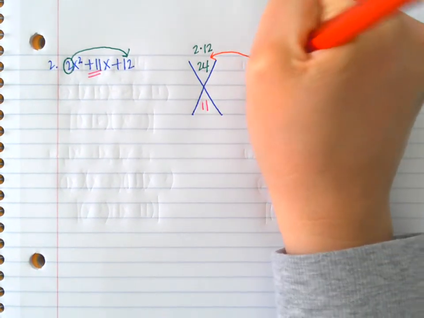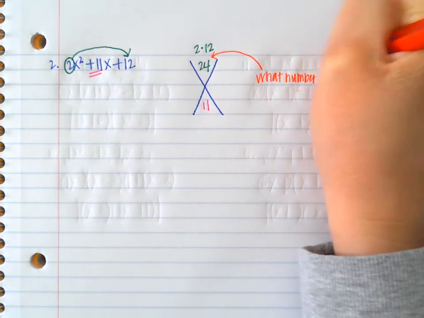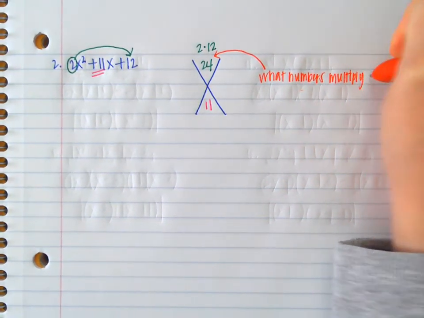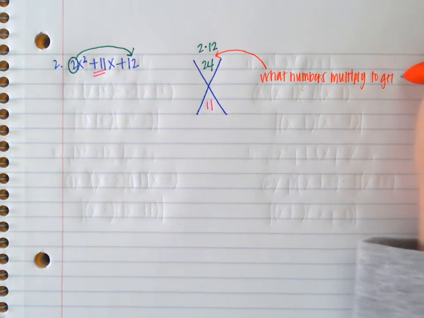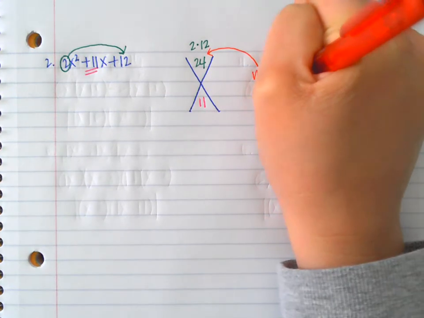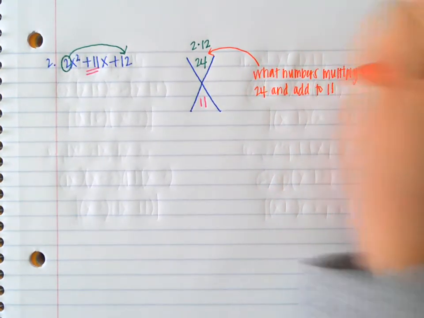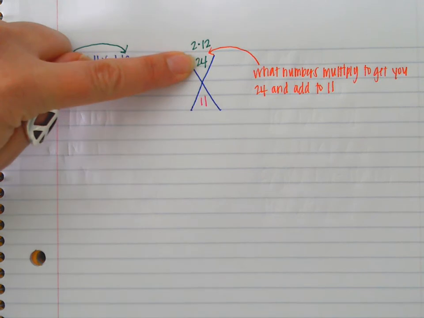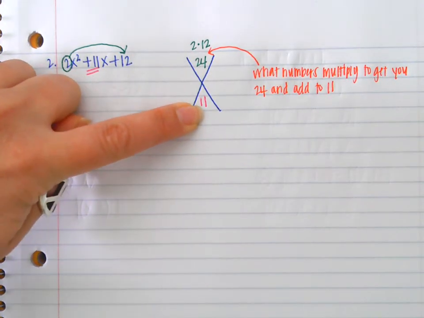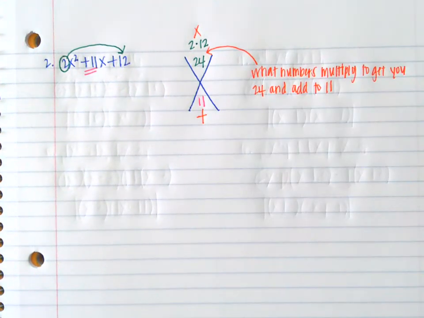So what number multiply to get you 24 and add to 11? So the top is always what we're trying to multiply to get, and the bottom is what we're always trying to add to get. So multiply on top, add on bottom.